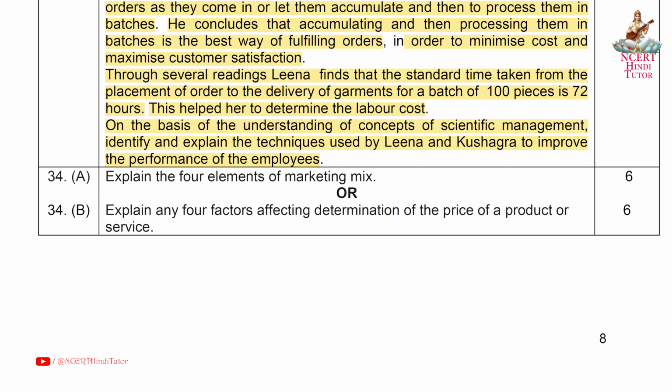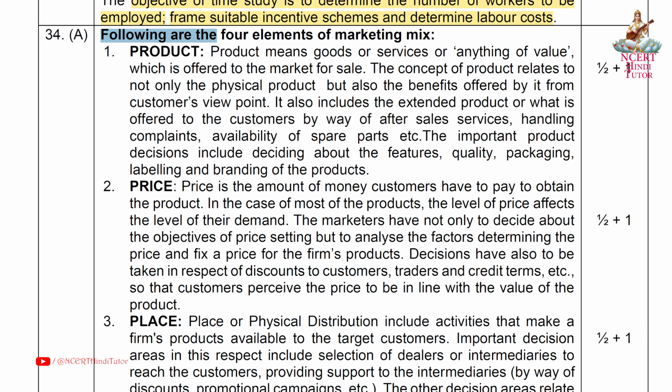Question 34a. Explain the four elements of marketing mix. Answer. Following are the four elements of marketing mix. First, product. Product means goods or services or anything of value which is offered to the market for sale.